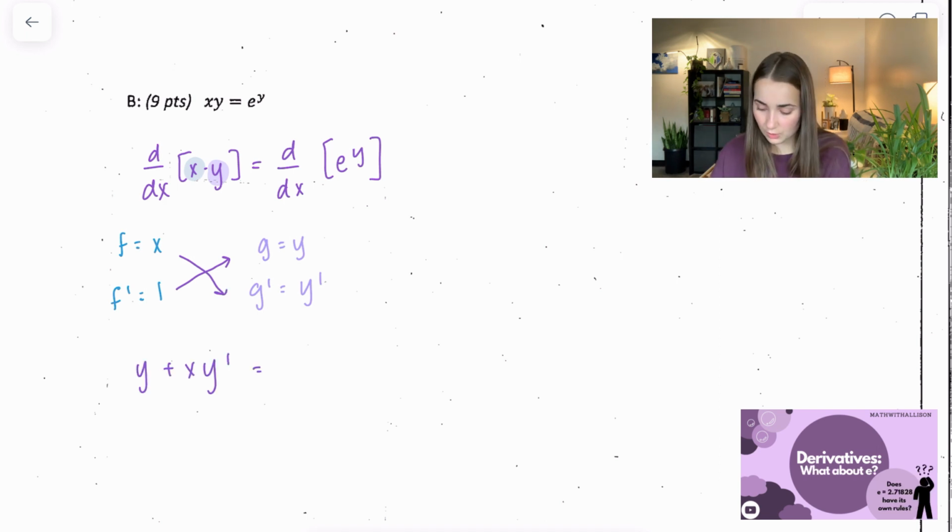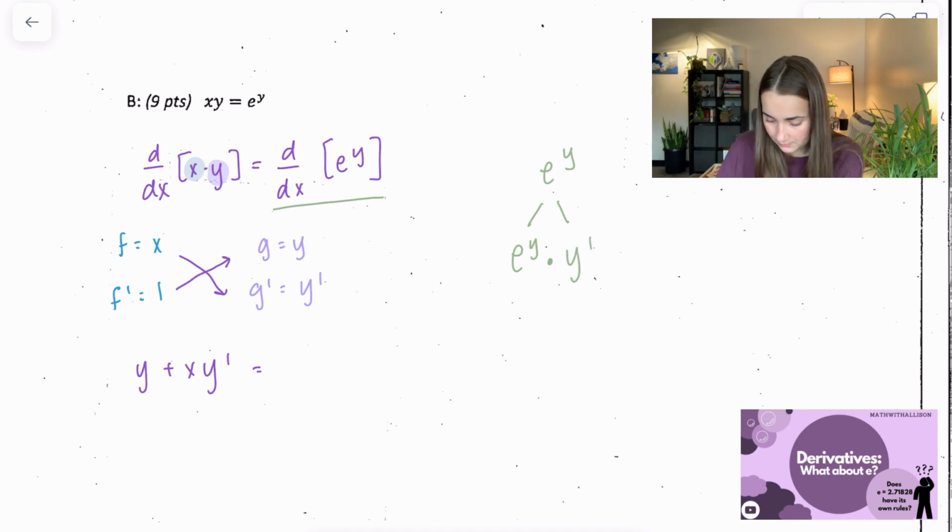Alrighty, so now we want to go ahead and take the derivative of e to the y. So remember, with our e rule, we can write it as a triangle. So first we drop it down. It's totally the same. But we have to multiply it by the derivative of the exponent. So that's going to be y prime.